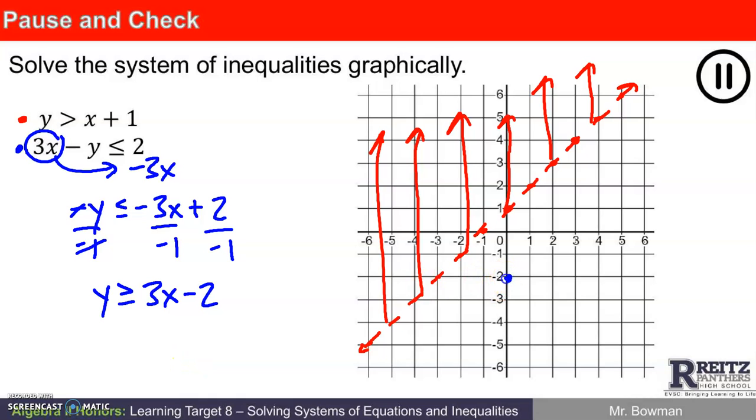Got a y-intercept of negative 2. We've got a slope of 3. And we need a solid line. Where should I shade that? If x were 0, I would get y is greater than negative 2, which is all of this stuff.